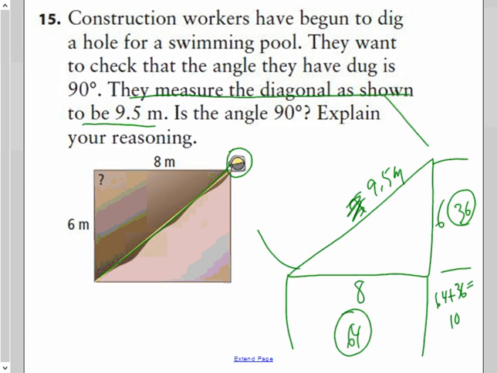That is 100. And since I'm pretty darn sure 9.5 times 9.5 is not 100, because it should be 10 meters. So if this distance here was 10 meters, then we would know that this is 90 degrees. But because it's only 9.5, they're close, but it's not 90 degrees. Is the angle 90 degrees? No, it's not.